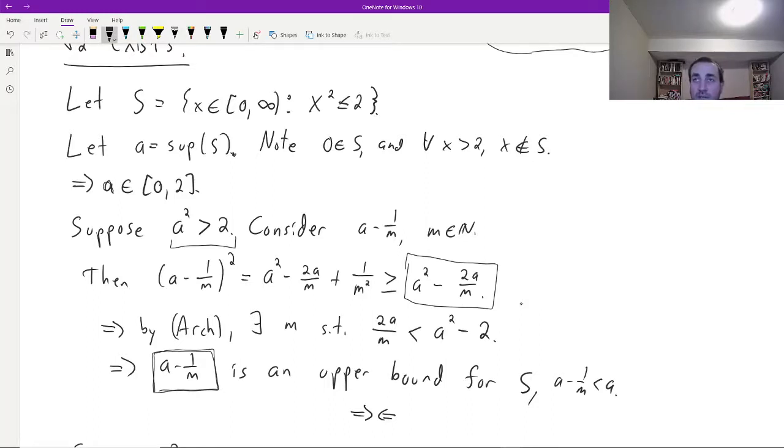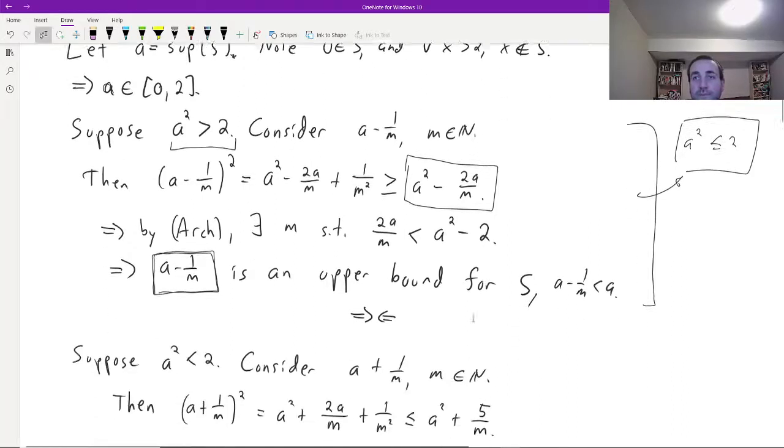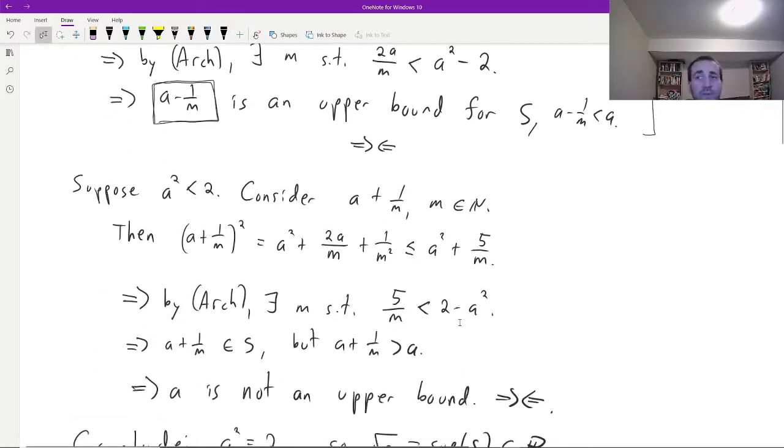So what we've shown at this point is actually A squared is less than or equal to 2. That's sort of the conclusion of this chunk of the proof. Now let's go in the other direction, and we're going to do exactly the same thing, so I'll go a little bit more quickly. Suppose that A squared is less than 2. Then we want to look at a number A plus a little bit, A plus 1 over M.